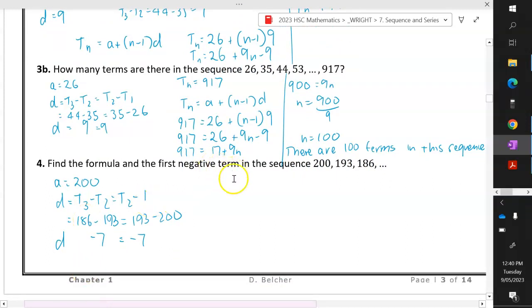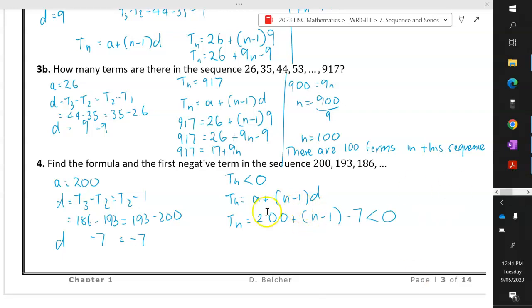So we want to find the first negative term. So we want to find the first term that is less than 0. We don't want it equal to 0 because we want negative. So negative would mean it's going to be less than 0. So we find that our formula is a plus n minus 1 d. We want to find our term n, which is 200 plus n minus 1 times minus 7, where that is going to be less than 0. Okay, now I need to neaten up my term n. So let's multiply by minus 7. Remember, that's a times in there. So it's going to be 200 minus 7n plus 7 is less than 0.